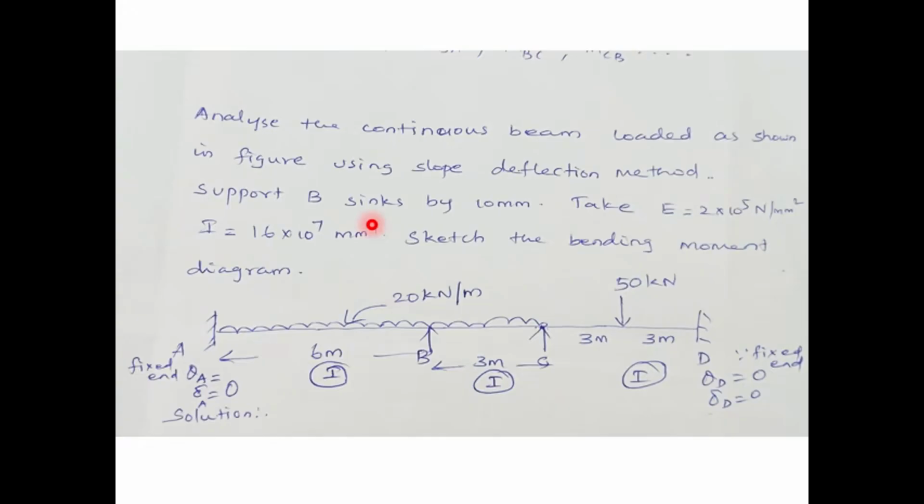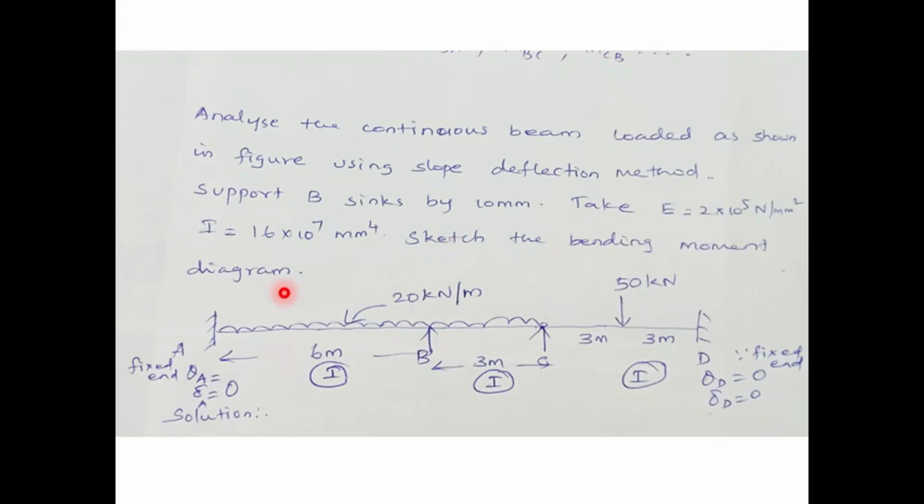Now we'll analyze one continuous beam using slope deflection method. So first let us read the question. Analyze the continuous beam loaded as shown in figure using slope deflection method. Support B sinks by 10 mm. Sinks is nothing but settlement. Support B settles by 10 mm. Take E is equal to 2 into 10 power 5 Newton per mm square. That is Young's modulus. I, moment of inertia, is equal to 16 into 10 power 7 mm power 4. Sketch the bending moment diagram.